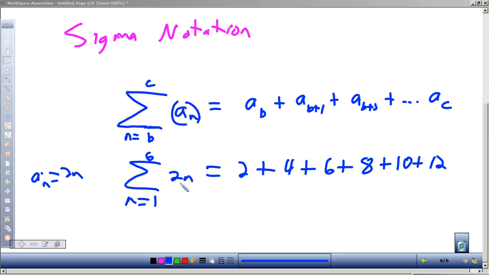Here I gave you a specific sequence, 2n. So a_n equals 2n. Here we're starting at 1, plug in 1 for n. Then we go to the next one, 2, 3, 4, 5, 6, until we plug in everything from 1 to 6. So a subscript n is like the title for 2 times 1. And then so if we did it, 2, 4, 6, 8, 10, 12, the answer in this case is 42.